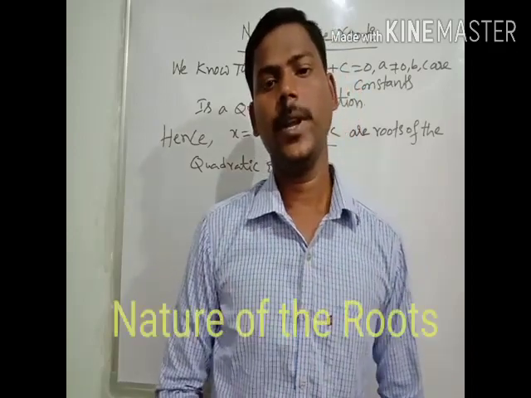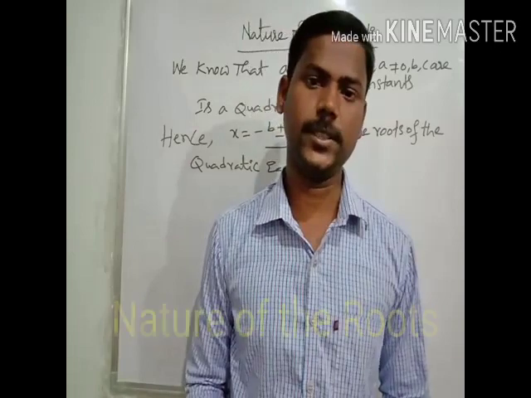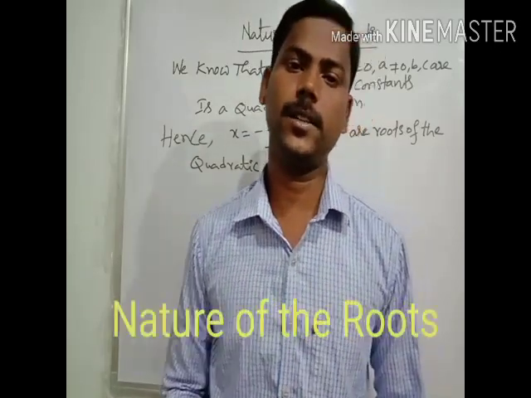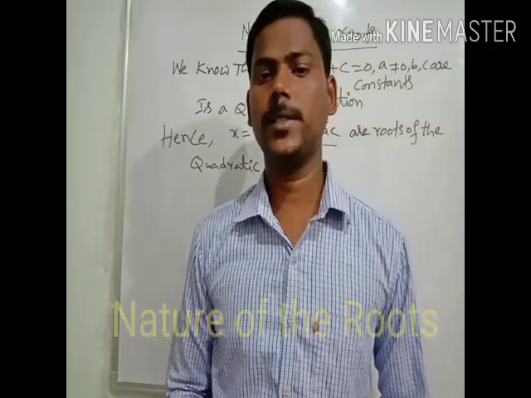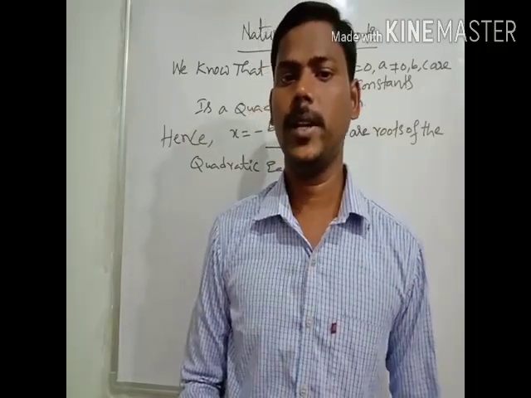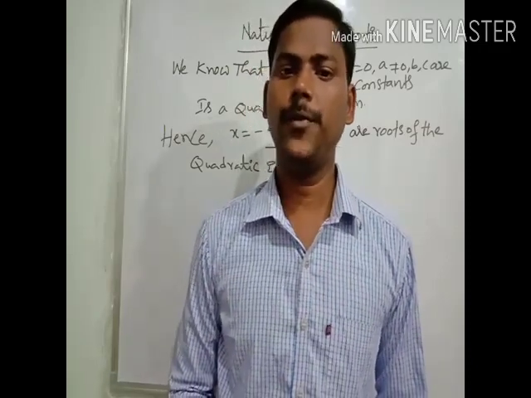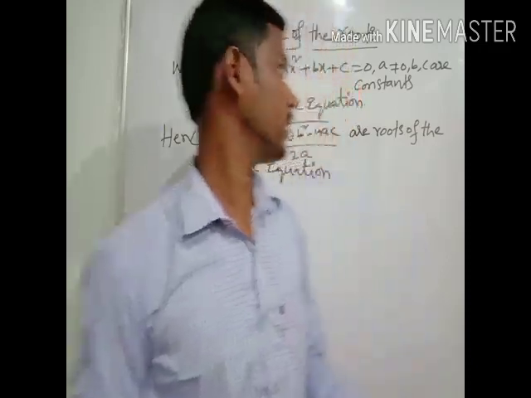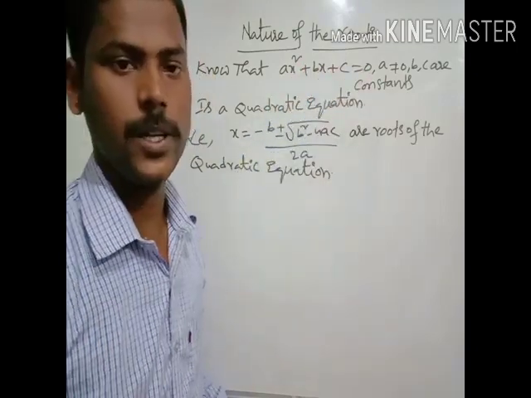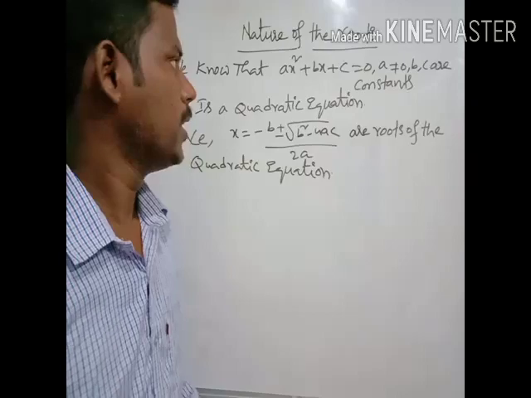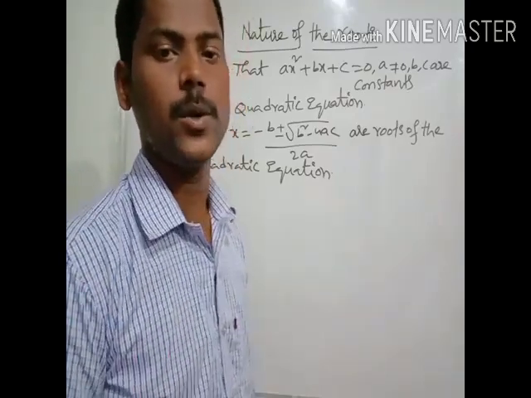Children, in the previous class we learned the introduction to quadratic equations. What is a quadratic equation? A polynomial ax² + bx + c, where a is not equal to 0, and b and c are constants. If it is equal to 0, that means ax² + bx + c = 0 is called a quadratic equation. Every quadratic equation has two solutions, or two roots.